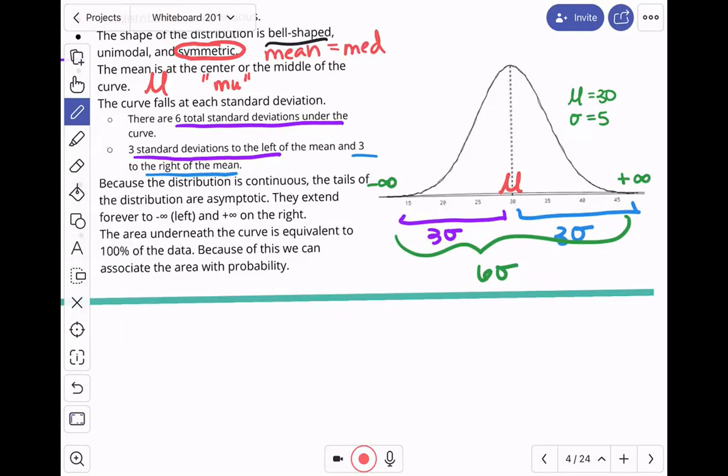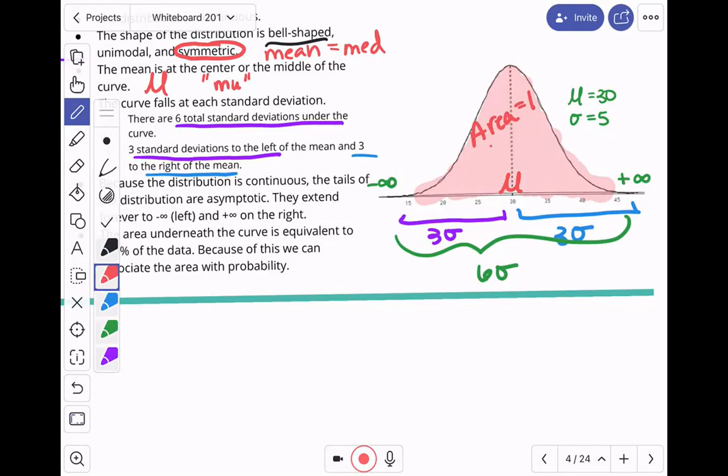Now, here's why this is valuable to us. Because this is a curve, and because it goes from negative infinity to positive infinity, what we're going to do now is associate this curve and the area underneath it with probability. The area underneath this curve is going to be represented by 100%, so 100% of the data sits underneath the curve. I can find probabilities because the area, if it's 100%, is equal to 1. So the area equals 1.